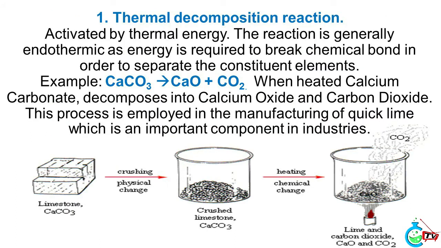1. Thermal decomposition reaction. Activated by thermal energy. The reaction is generally endothermic, as energy is required to break chemical bonds in order to separate the constituent elements. Example, CaCO₃ yields CaO plus CO₂. When heated, calcium carbonate decomposes into calcium oxide and carbon dioxide. This process is employed in the manufacturing of quicklime, which is an important component in industries.